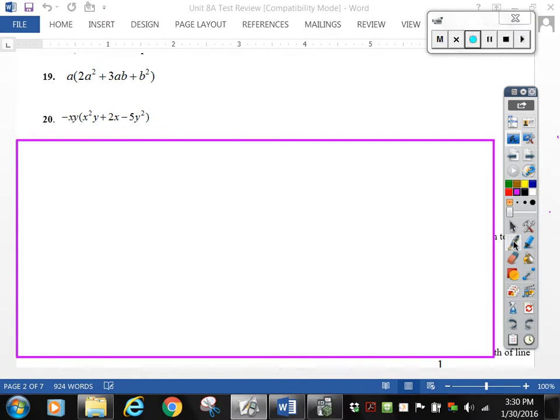Okay, now we're going to throw in a negative. So negative xy times x squared y. These are both exponents of 1, so I get negative x cubed y squared. Negative xy times that is minus 2x squared y. Negative xy times 5y squared is plus 5xy cubed.